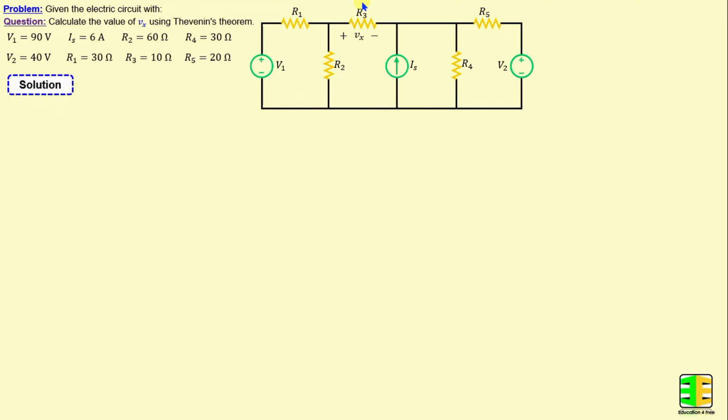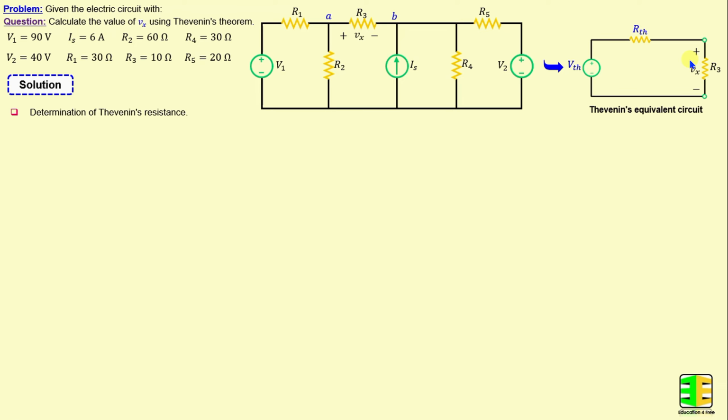By applying Thevenin's theorem between terminals A and B, we can replace this circuit with a voltage source in series with a resistor, which will be denoted as VTH and RTH. In our example, RTH is connected in series with R3, which plays the role of the load. I will start first with the determination of the Thevenin's resistance.